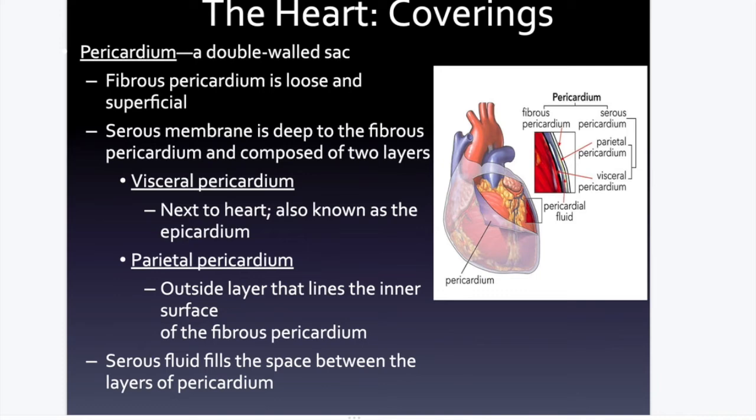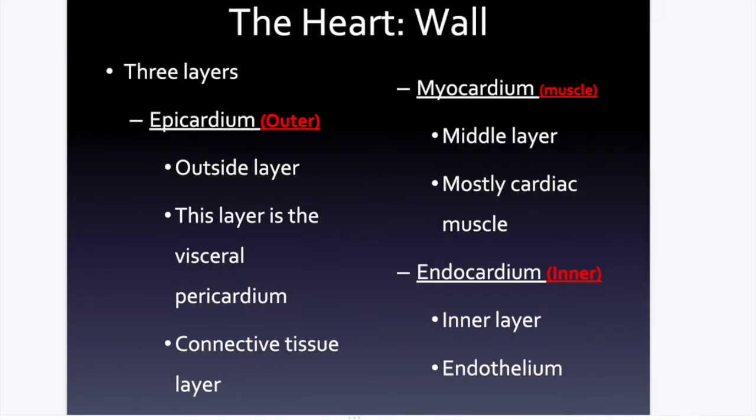If we continue to look at the wall of the heart, there are three layers. We have the epicardium, which is the outer layer, the myocardium, which is the middle layer, and that's where your cardiac muscle is located, and then we have the endocardium, which is the inner layer.